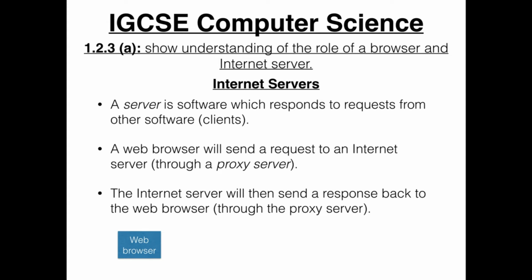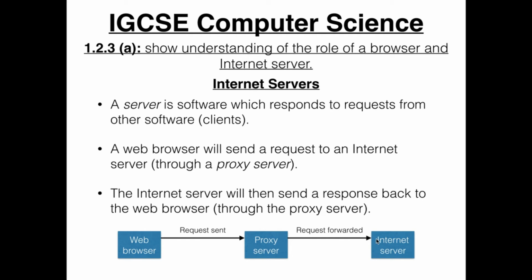To get an idea of how this works, we have our web browser here, on the user's computer. The request is sent to the proxy server, and then the request is forwarded by the proxy server to the internet server. After the internet server gets it, it sends a response to the proxy server, and the proxy server forwards that response to the web browser, and it's filtered. We'll learn more about the proxy server in the security topic, but this is just so you can get a basic idea of how it works.